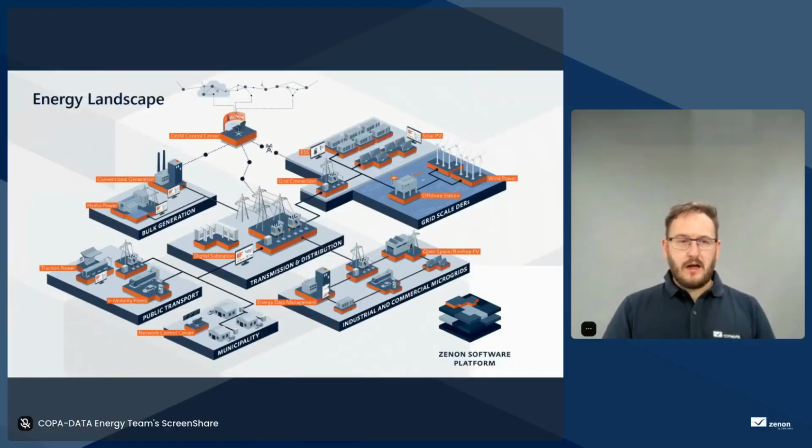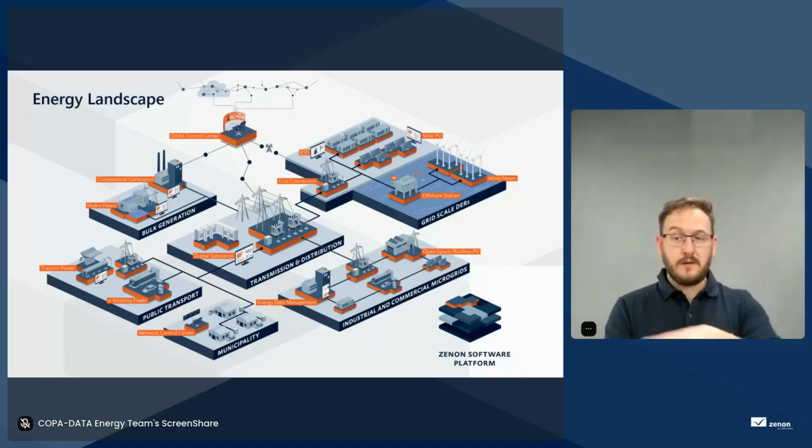So let's take a look at our energy landscape within Zenon, and let's focus on the top right, where we have our grid scale or utility scale DERs, where we can see wind power on and offshore, depending on the size. Obviously, for wind power, it might be a requirement for high voltage DC or offshore stations. And then some of the other DERs, which we've touched upon, battery energy storage and solar PV.